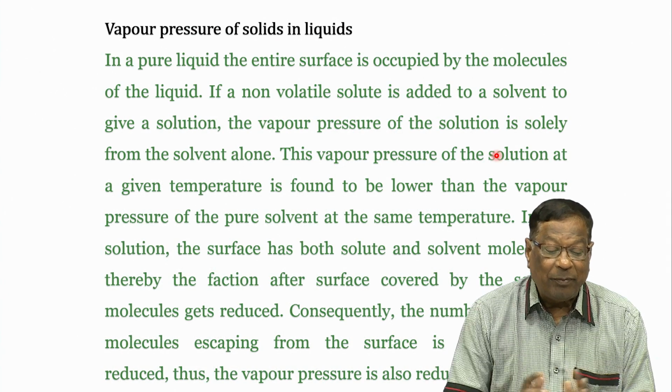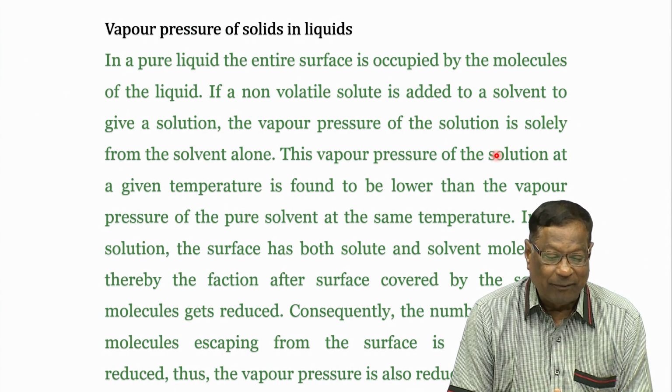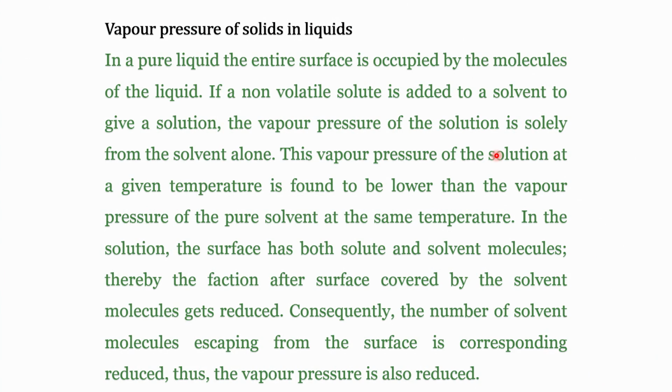So, vapor pressure of solids in liquids. In a pure liquid, the entire surface is occupied by the molecules of the liquid, is not it? If a non-volatile solute is added to a solvent to give a solution, the vapor pressure of the solution is solely from the solvent alone. This vapor pressure of the solution at a given temperature is found to be lower than the vapor pressure of the pure solvent at the same temperature.